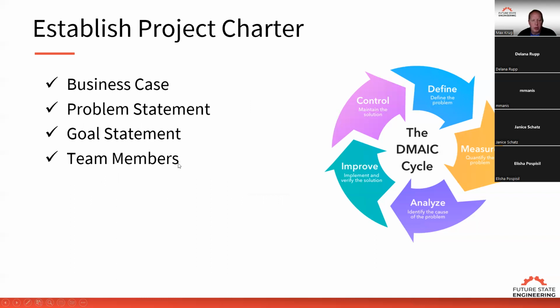Define our team members, so who's going to be working on the team. We want a cross-functional team made up of members from different areas of the business, and I like to have people that are familiar with the process and people that are not. The people that aren't familiar with the process are on the team because they're going to challenge what we're doing, right? Because when we get involved in the process for so long, we start to get blinders on and we can't see abnormal conditions.